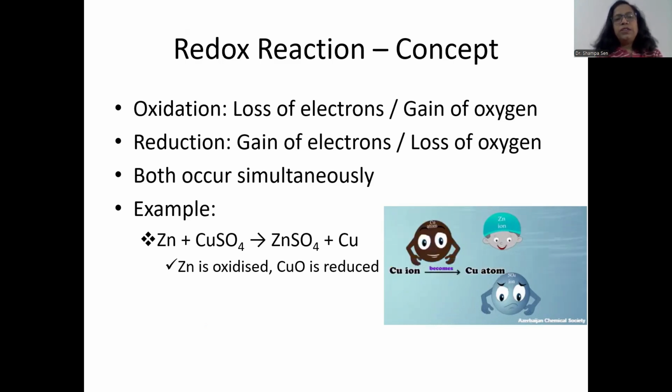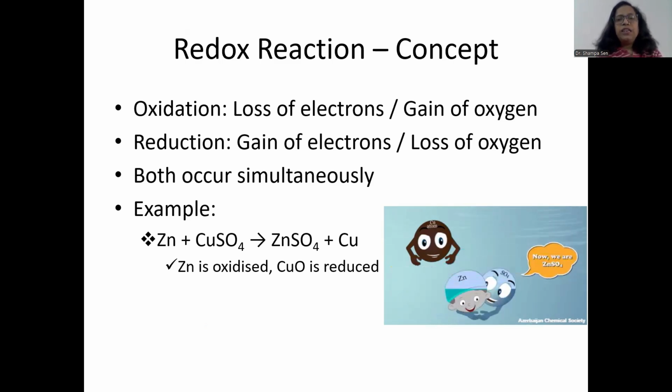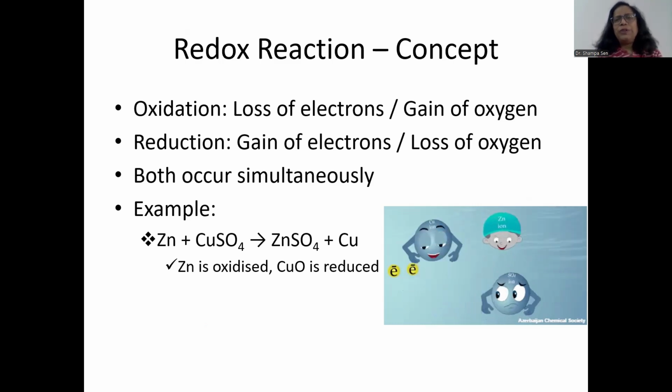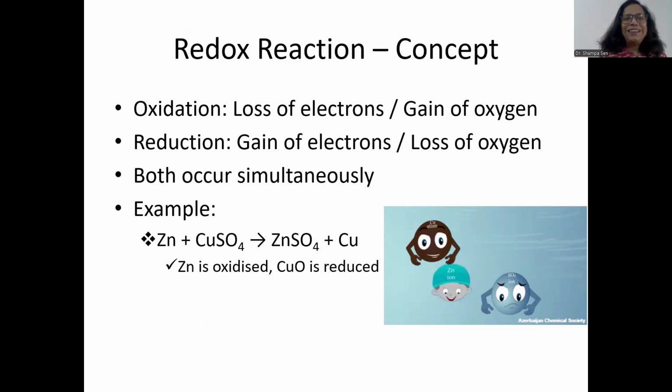Example, you can see zinc plus copper sulfate giving rise to zinc sulfate plus copper. So zinc is oxidized and copper is reduced. It's not CuO, CuSO4. I'm so sorry for this mistake. It should be CuSO4. Let me write this, correct it here itself. So this one should be CuSO4. That is getting reduced. Okay, so let's go to the next one.